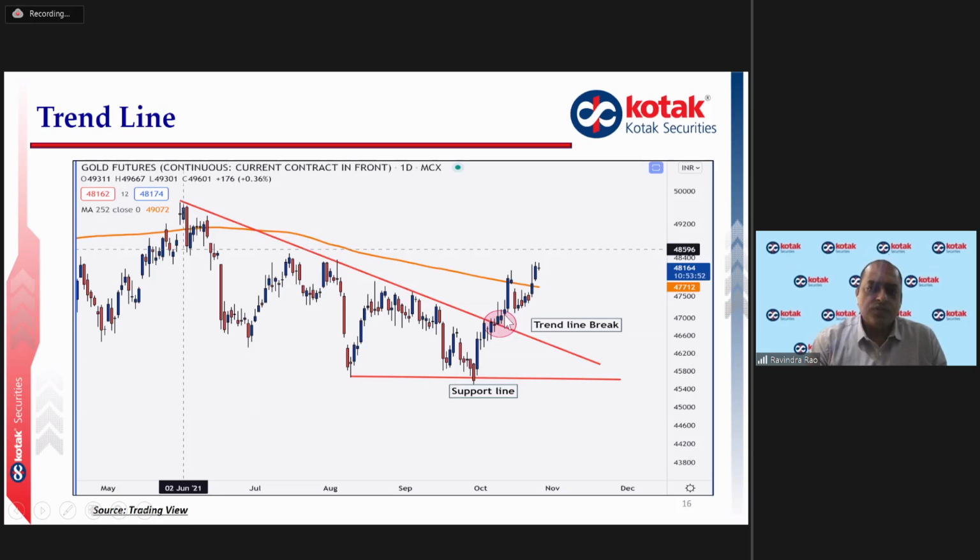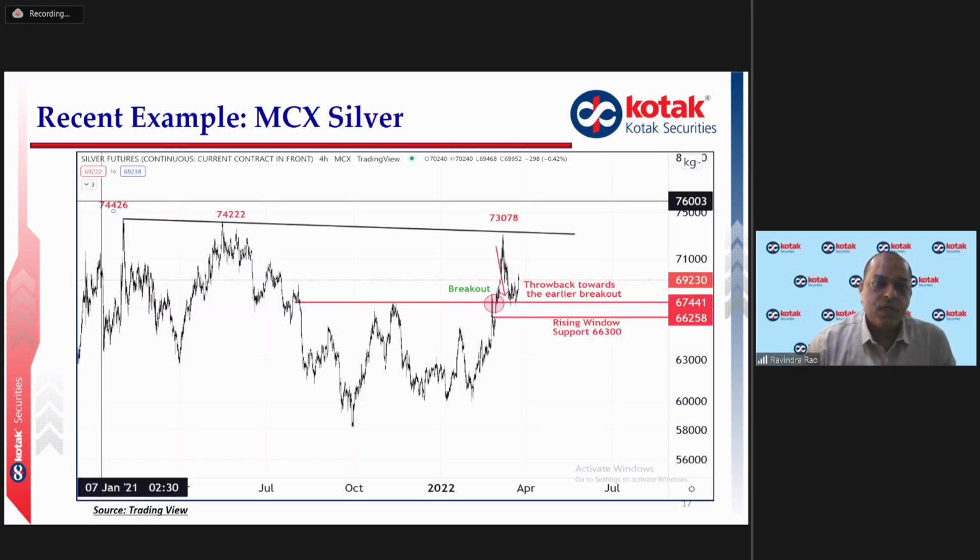and that happened. It broke this trend line, and the prices went up to test the 252-day MA, and it went even further higher above that. The risk reward was better, because the stop loss was not very big, and once we got the breakout, then you can also trail the stop loss and take it further higher. So this is how a trend line helps in taking a trade.